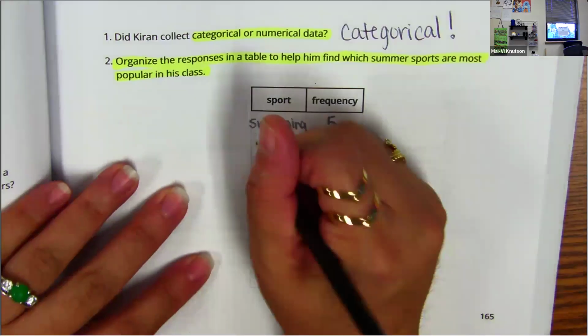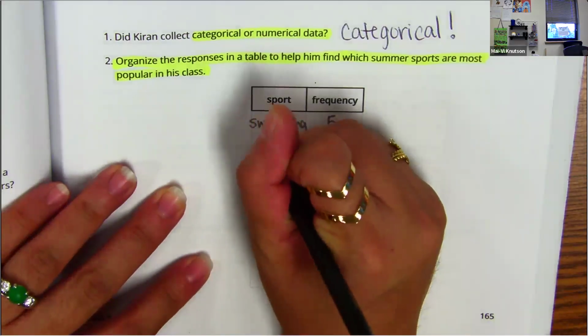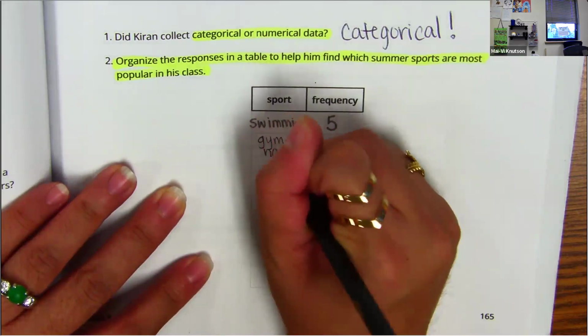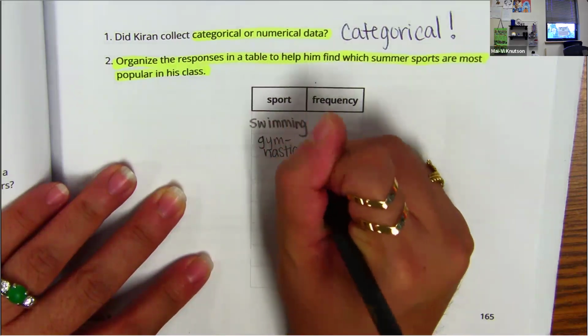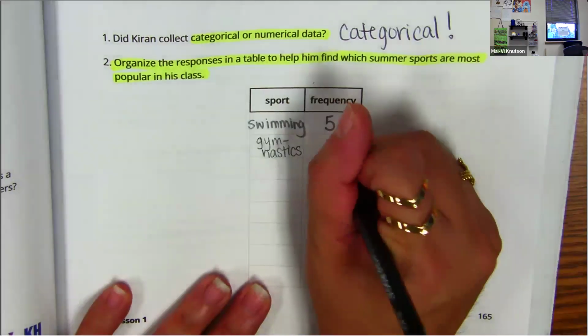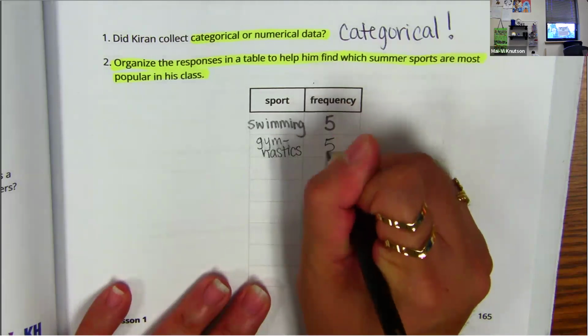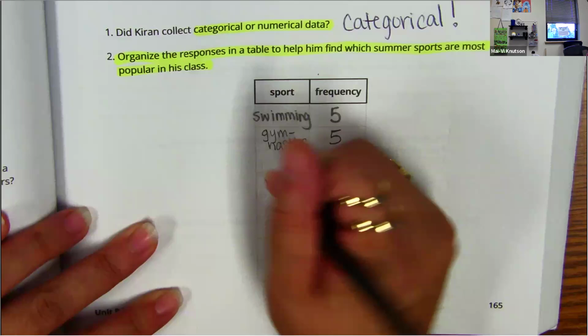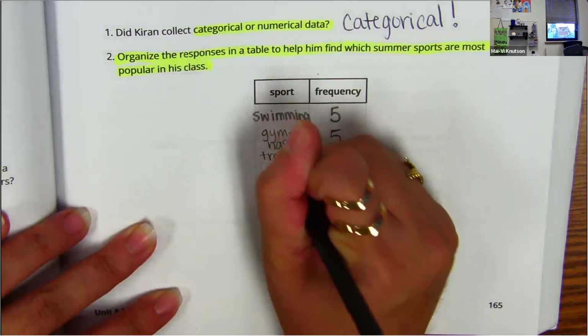All right. So swimming, and then I got gymnastics. And if you count gymnastics, you should have got 5 as well for gymnastics. Okay, double check if you didn't. Then we have track and field.